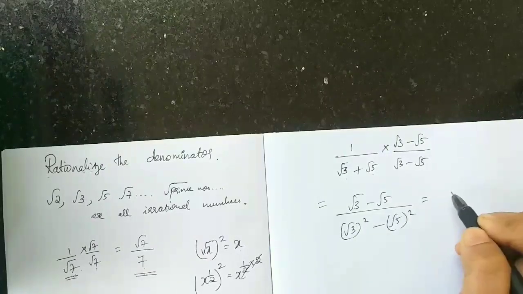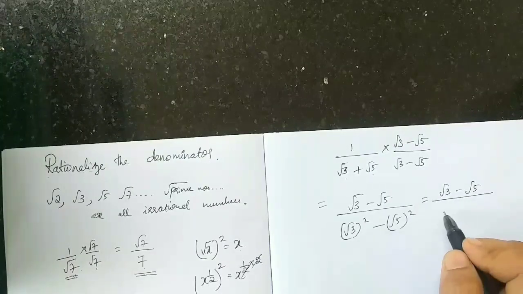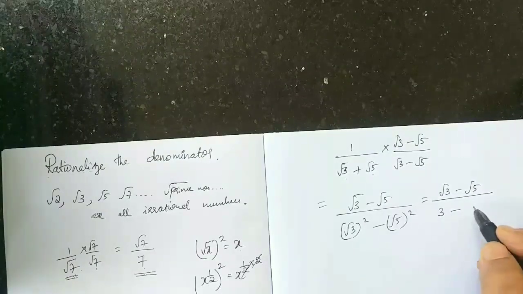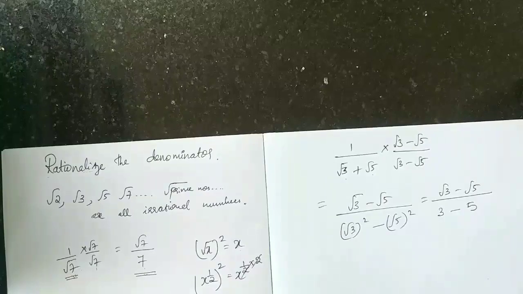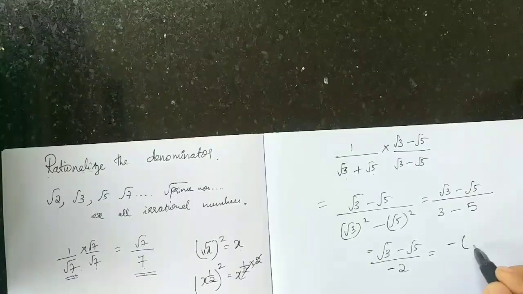So the answer you get here is root 3 minus root 5 divided by root 3 square, which is 3 itself, and root 5 square is 5. The final answer is root 3 minus root 5 by negative 2. See, don't leave this negative sign in the denominator. You have to take this to the numerator. So what you get here is minus, and 2.